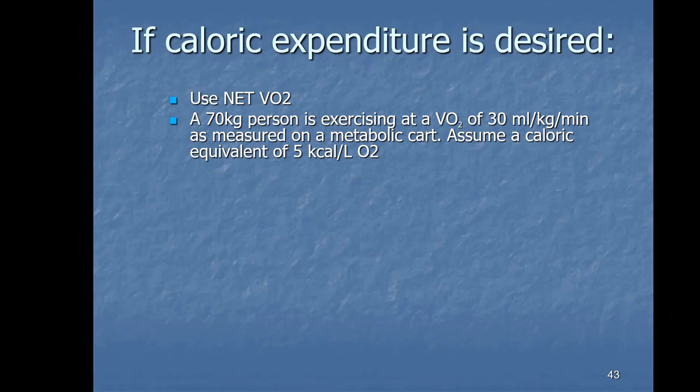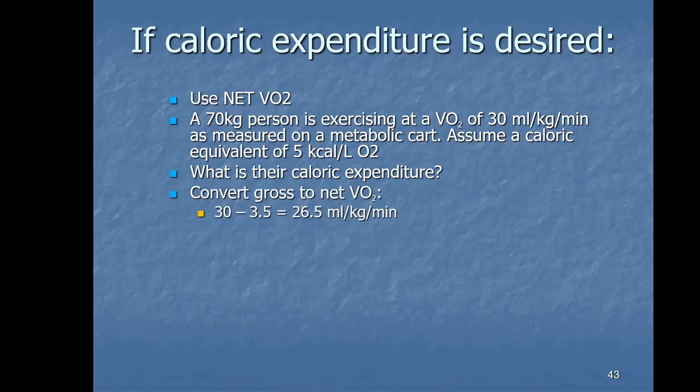So, for example, if a 70 kilogram person is exercising at a VO2 of 30, or let's say you got 30 from one of those equations we just did, and we wanted to get caloric expenditure, we would get net VO2 first. So 30 would be the gross VO2. Subtract out our resting, which is 3.5. We get a net VO2 of 26.5.